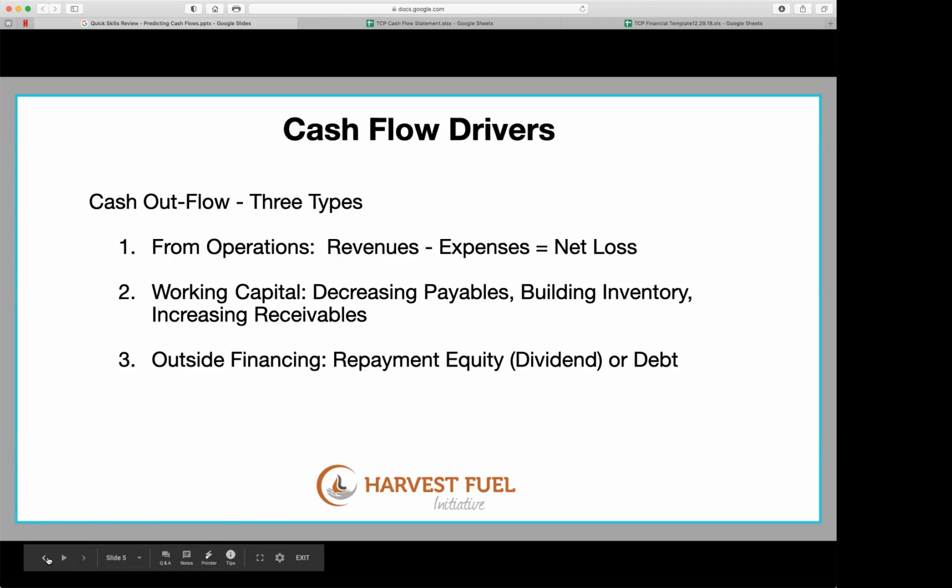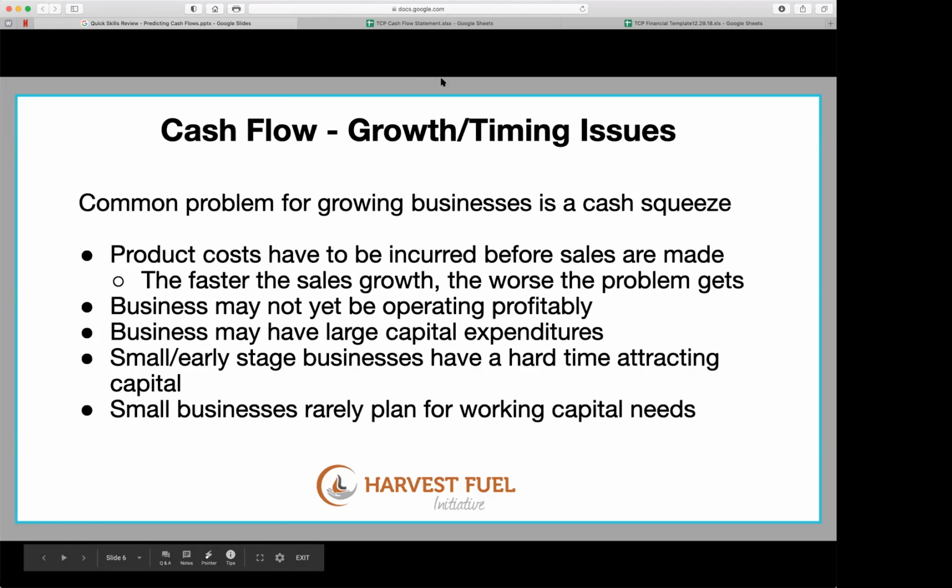Okay. So what are some of the key issues? Really the biggest issue is that all of you are in growing businesses, and the problem for a growing business is you're in a cash squeeze, and it's for a number of reasons. First is product costs have to be incurred before sales are made. So the faster you grow, the worse this problem gets.